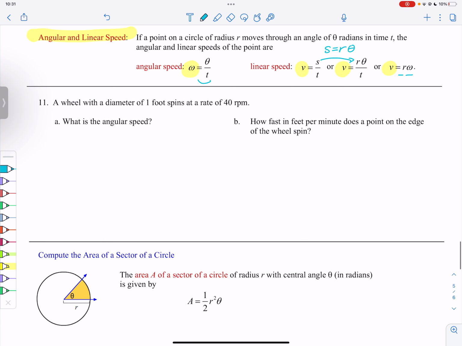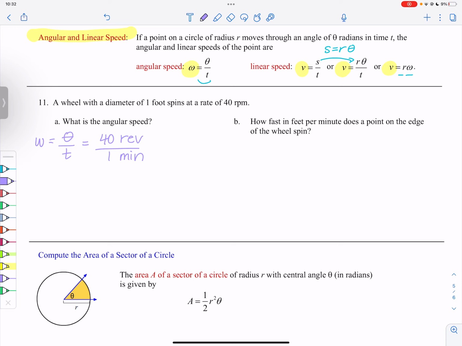So it depends on what you're given. Let's look at number 11. A wheel with a diameter of 1 foot spins at a rate of 40 revolutions per minute. What is the angular speed? So let's go ahead and look at our angular speed. We have W equals theta over t. W is given as 40 revolutions in 1 minute. So they really gave us that angular speed.